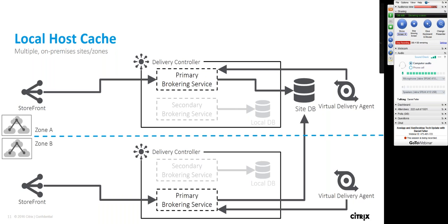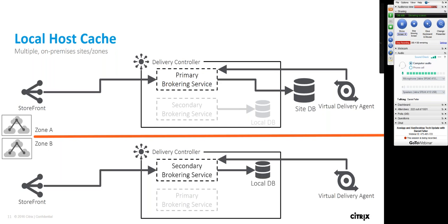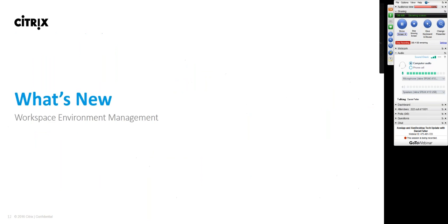This entire process is repeated in a multi-zoned environment as well. So imagine there are multiple delivery controllers in each zone, and the zones all talk to a single centralized SQL database. Now, if that WAN link were to fail or for some reason Zone B can no longer contact the SQL database, Zone B's delivery controllers will go into failover mode and start talking with the local database via the secondary brokering service. Zone A, because it still has access to the SQL database, will continue to function with the primary brokering service. So the zones start looking at different things during a failover situation like that.